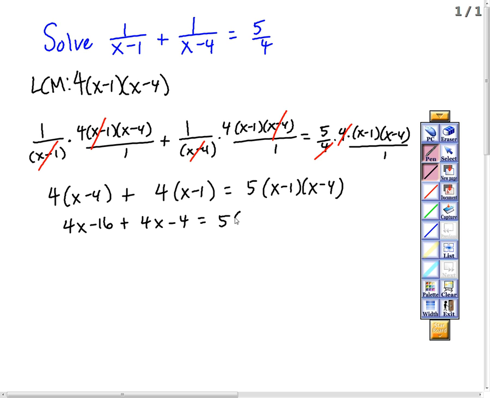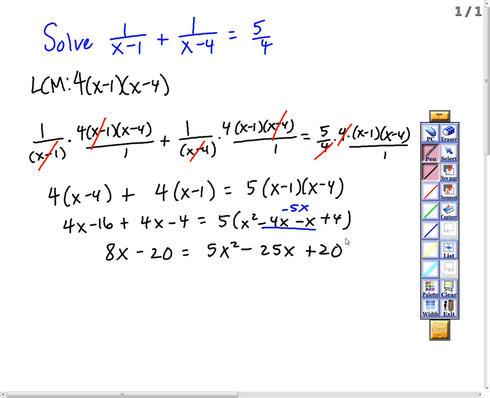Okay, I'm going to FOIL this. 5 times x squared minus 4x minus x plus 4. On this side I have 8x minus 20 equals 5x squared. Okay, if I put these guys together right here, I get negative 5x. So this is negative 25x plus 20.